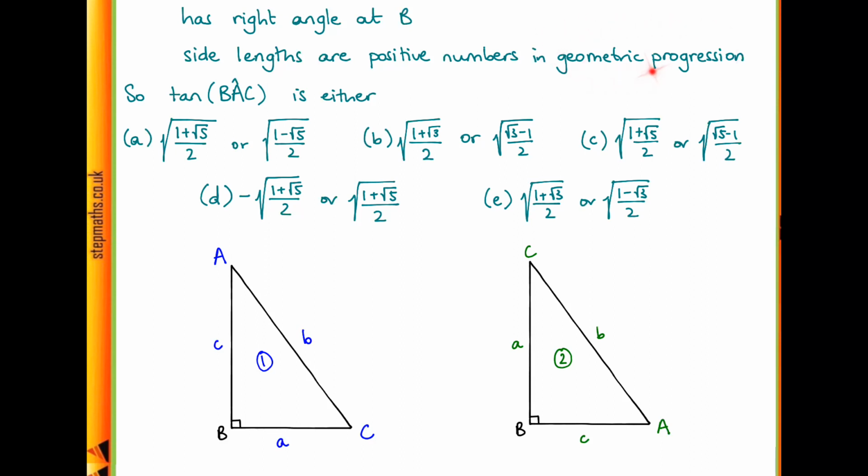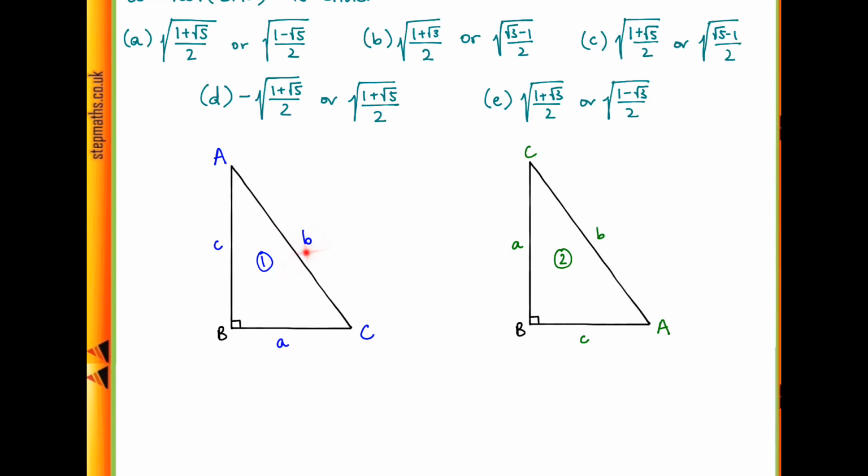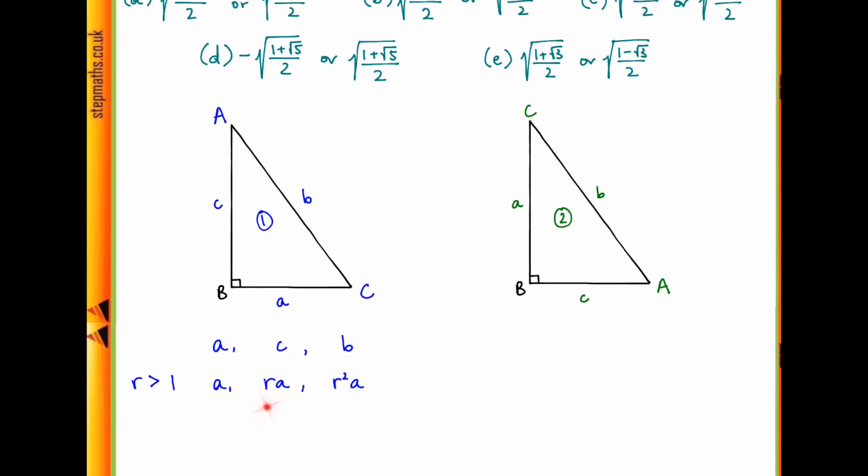And we know that these sides are in geometric progression, so what does that tell us about the relationship between them? Well, for example, if we look at triangle 1, we know that b is bigger than c, which is bigger than a. So these are the side lengths in order, and if it's a geometric progression, then there's going to be a common ratio, which we multiply by to get the next term. So if the common ratio was greater than 1, we can say that c is our common ratio multiplied by the first term a, and that b is the common ratio multiplied by c. And because r is greater than 1, these terms are getting progressively bigger.